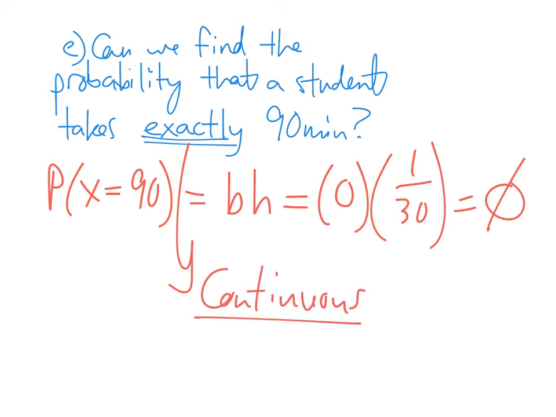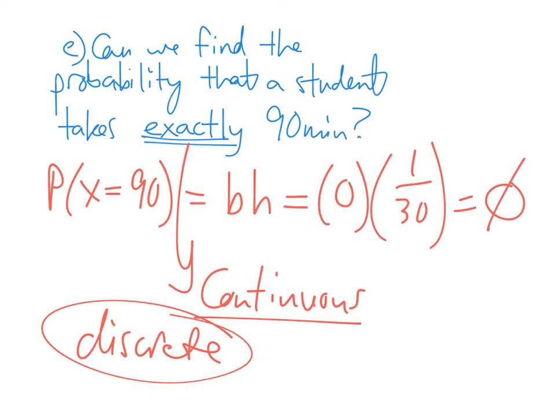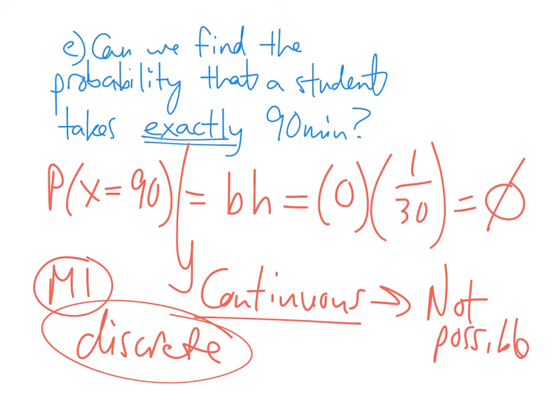We're going to have to resort to previous strategies and use a discrete model if we want to find the probability of exactly a 90-minute test time. So that's option 1. Under a continuous model, is it possible? No, it's not possible unless we consider the probability to be 0. Under a discrete model, is it possible? Yes, it is.